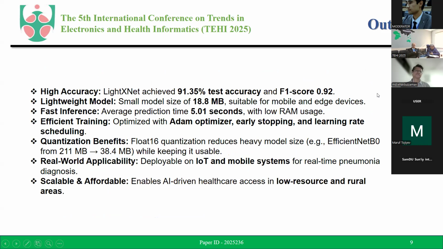Here is the outcome. We get high accuracy, a lightweight model, fast inference time, efficient training, quantization benefits, real-world applicability, scalable and affordable. We get the highest accuracy, that is 91.35% test accuracy, and the F1 score is 0.92. When we use quantization, we reduce the model size from 211 megabytes to 38.4 megabytes.